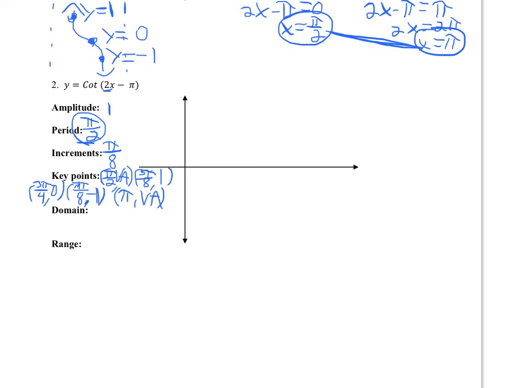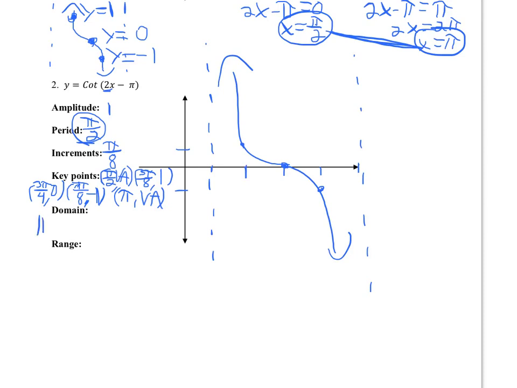Okay, let's graph it. So I shift this to the right, pi over 2, I start with a VA. Then at 5 pi over 8, I'm at 1, just right here. At 3 pi over 4, I'm at 0. At 7 pi over 8, I'm down at -1, which is right here. And at pi, I get a VA. So this S curve goes down left to right, and that's where it goes up right to left. So that's our curve.